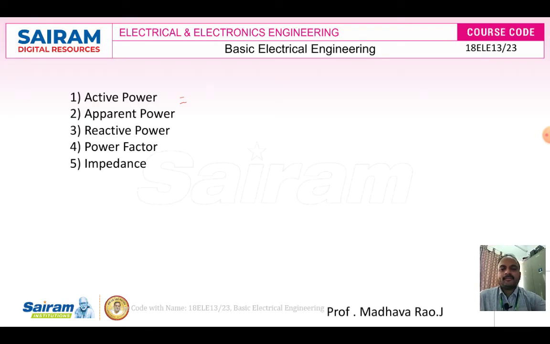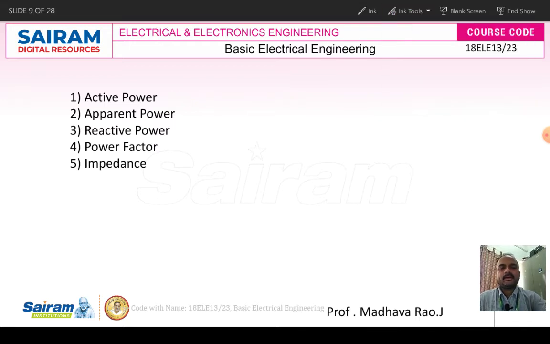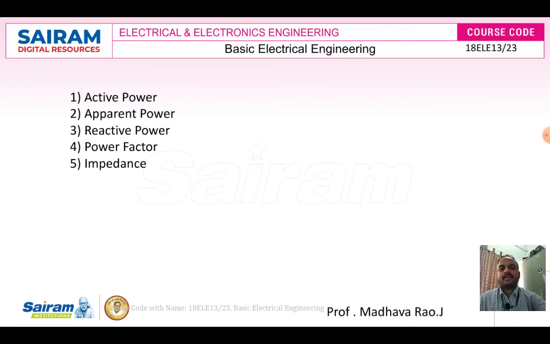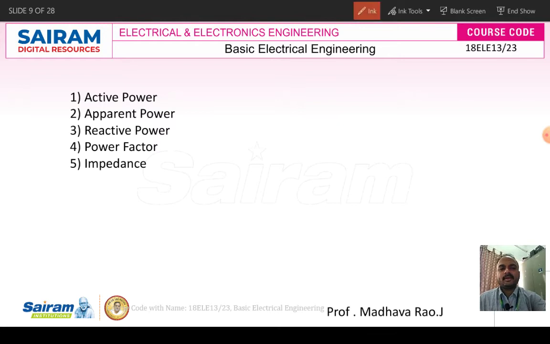First one, active power. Active power is denoted with P. Active power is defined as the product of apparent power and power factor. So VI cos phi is known as active power.